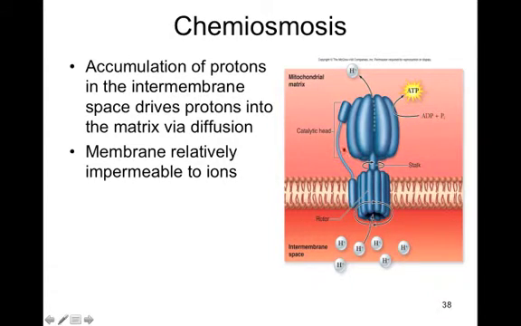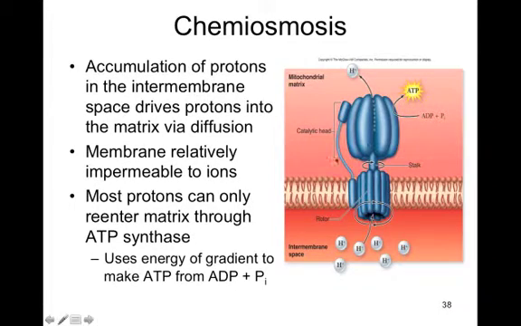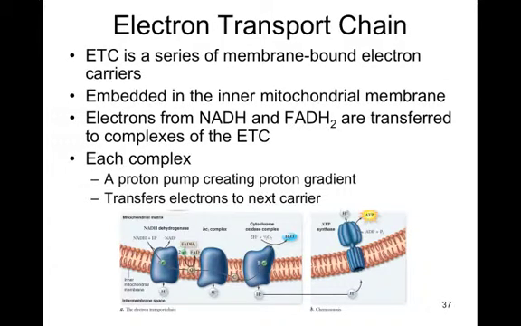The molecular motor spins, and as it spins, the energy of the hydrogens pushing through spins it so fast that it catalyzes the phosphorylation of ADP to form ATP. Now, the inner mitochondrial membrane is relatively impermeable to ions, so most of them move through this bump. However, some of them will re-enter the matrix through the spaces in the membrane. So the membrane is a little bit leaky, but most of them go through this revolving door, which is called ATP synthase.